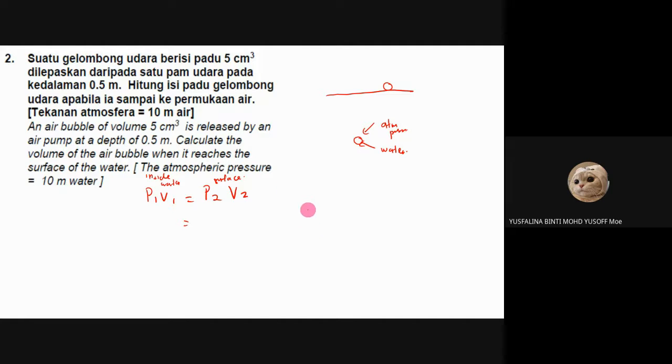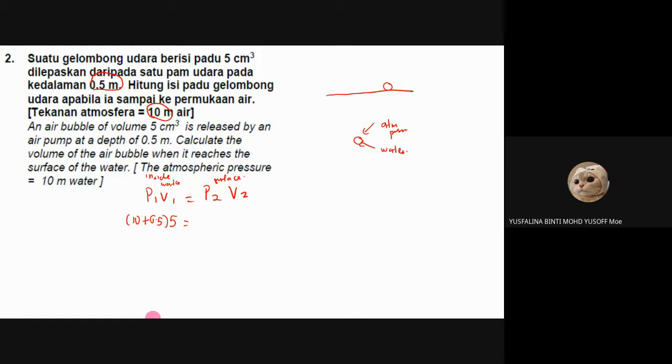The atmospheric pressure is already given as 10. So 10 plus, what is the pressure in water? You can see here it already states 0.5 meter, and the unit for the atmospheric pressure is also in meters. So 0.5 is the pressure on the air bubble inside the water, exerted by the water, and 10 is by the atmosphere. And the volume is 5 cm cube.